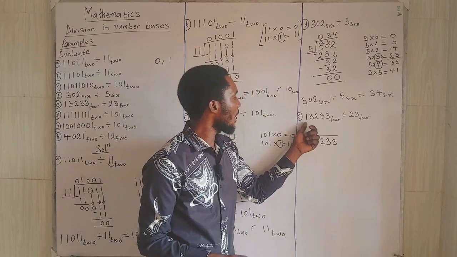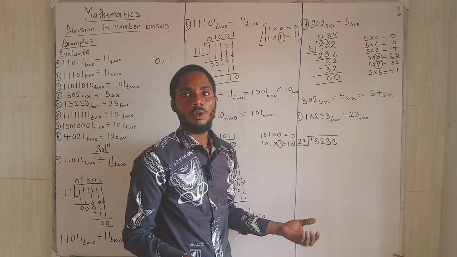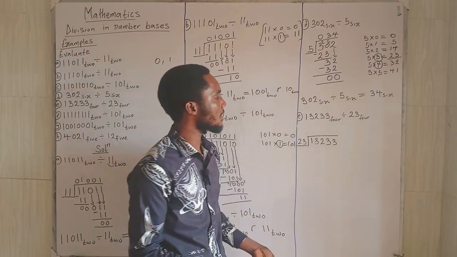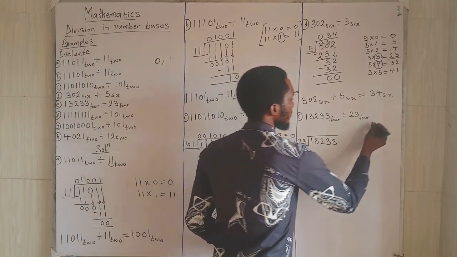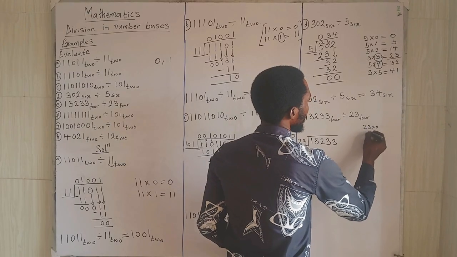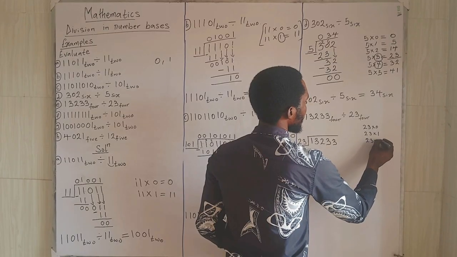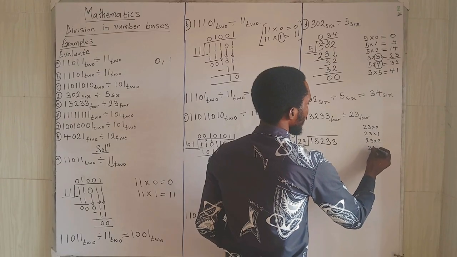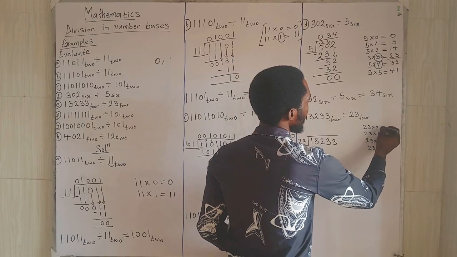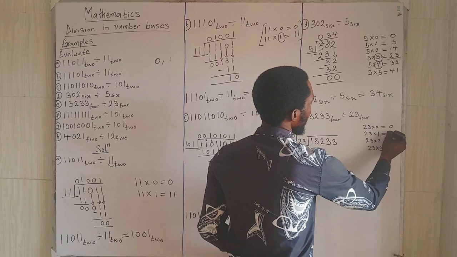We want to divide 13233 base 4 by 23 base 4. What are the digits used for base 4? That is 0 to 3. We list 23 times 0, 23 times 1, 23 times 2, and 23 times 3. This is 0, and this is 23.